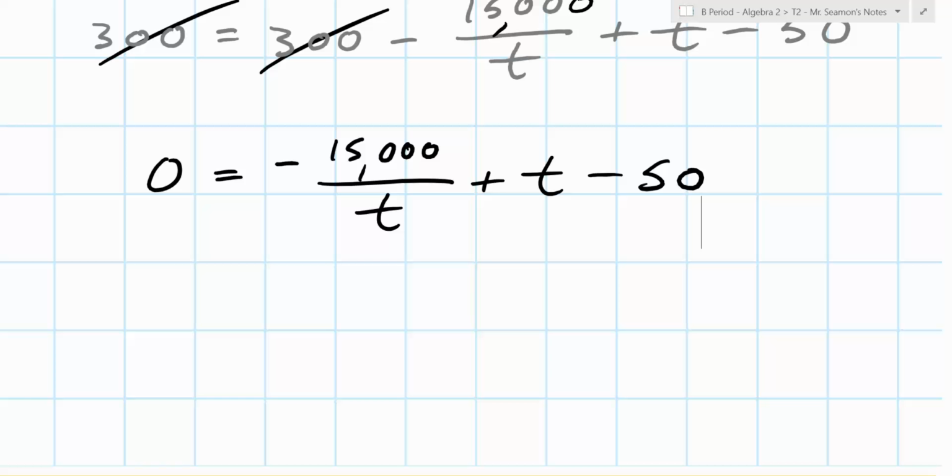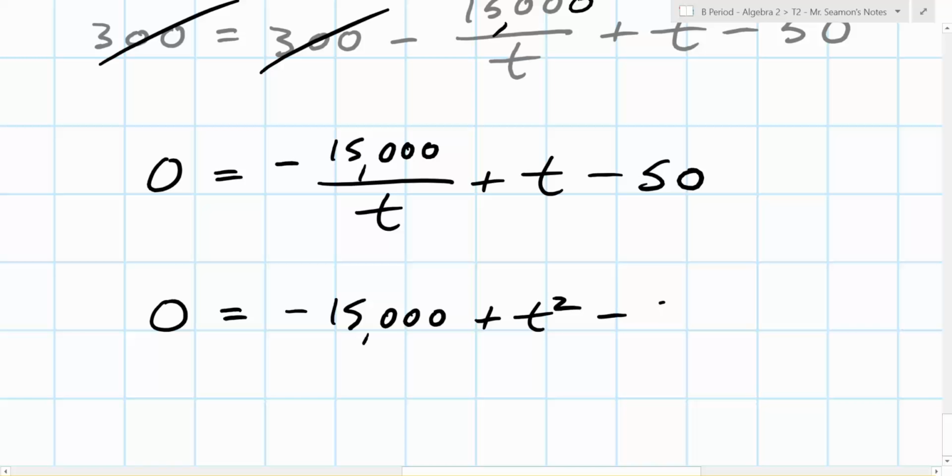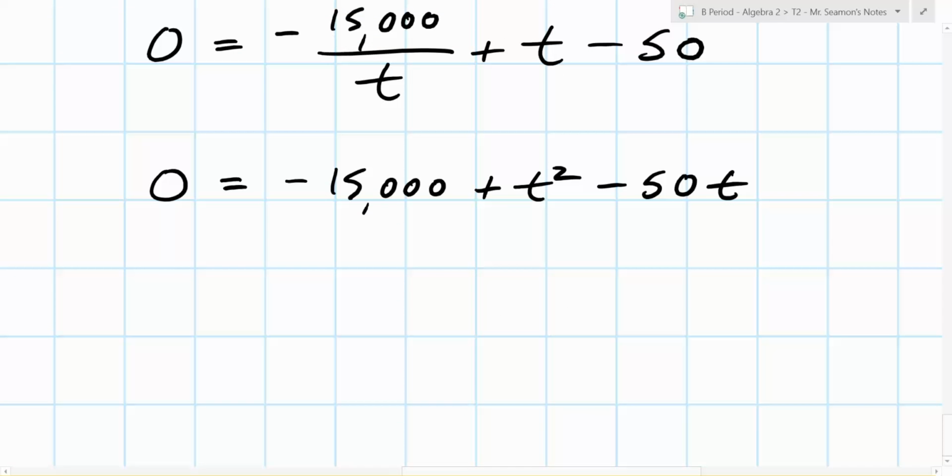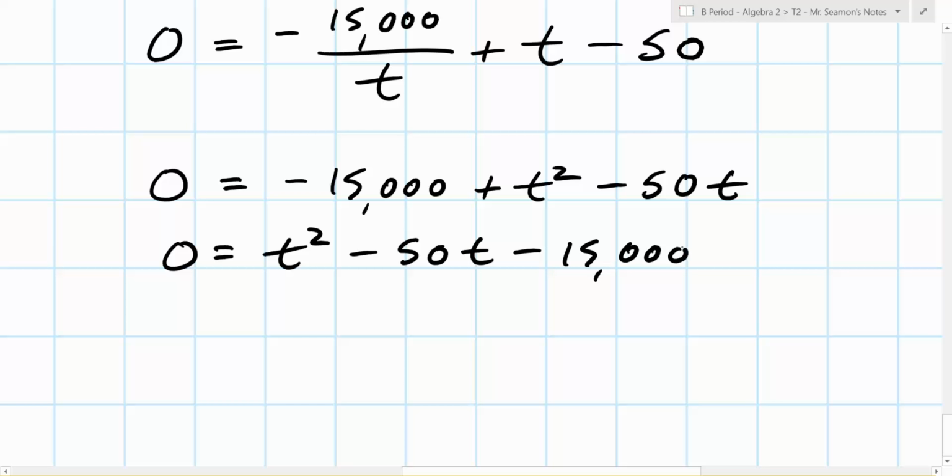Anybody want to guess? We don't like fractions. So what are we going to do? Give me a verb. Multiply everything by t. If I multiply everything by t, what does the left-hand side stay? 0. What's 0 times t? 0. What's the next term become? Negative 15,000. What's the next term become? t squared. And what's the next one become? 50t. What kind of equation is that? t squared minus 50t minus 15,000.